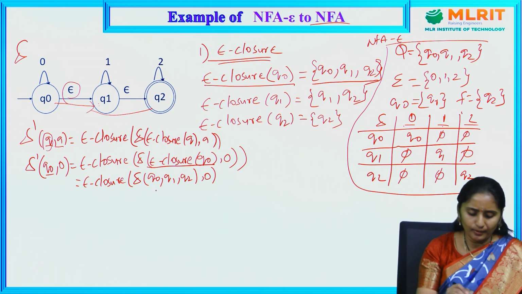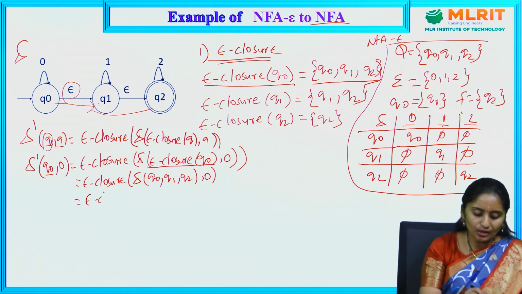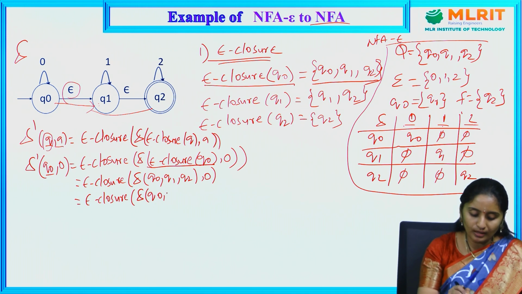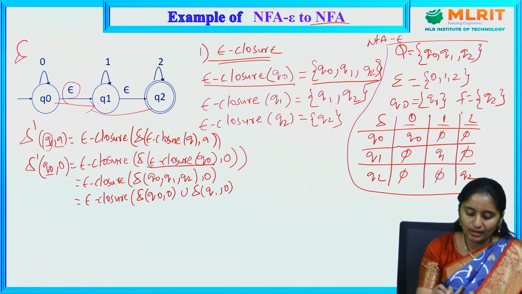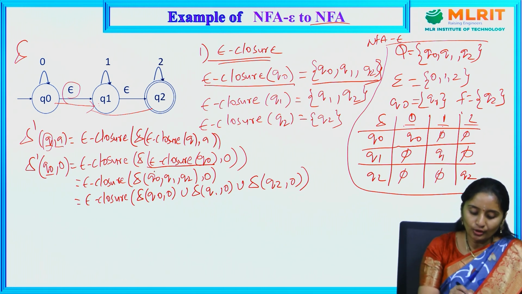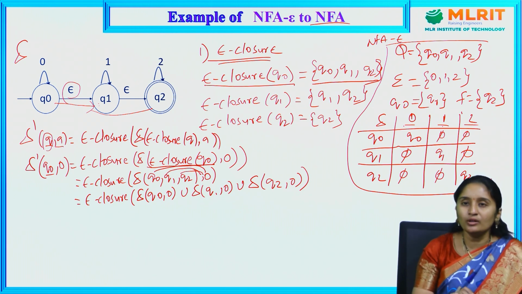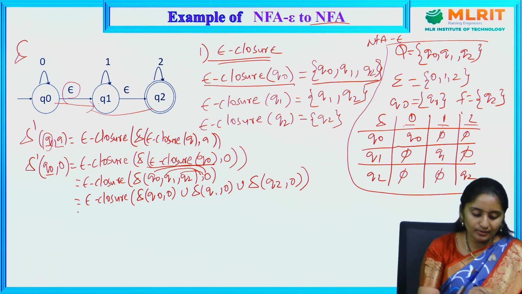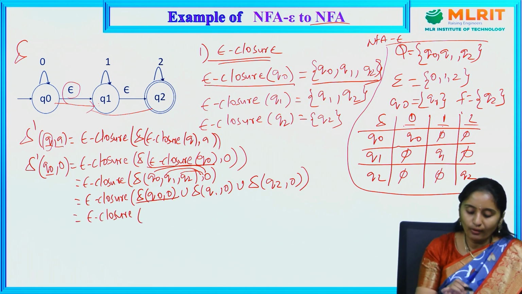So now what we are going to do? Epsilon closure of delta of Q0 comma 0 union delta of Q1 comma 0 union delta of Q2 comma 0. So what I did, Q0 on 0 input union Q1 on 0 input, Q2 on 0 input. So these are the things I have written. So the next epsilon closure of delta of Q0 on 0.